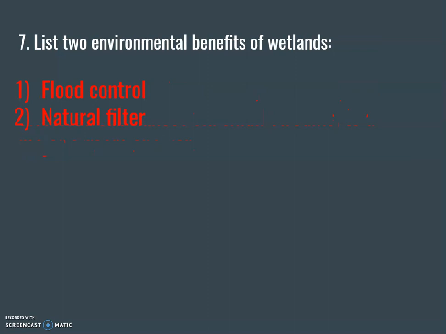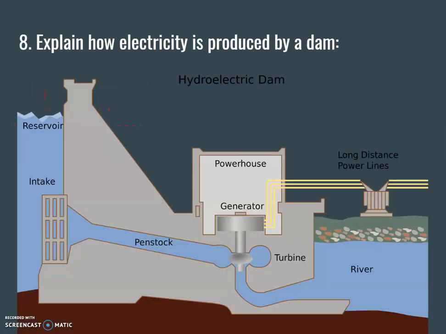There are 2 environmental benefits of wetlands. They can be used for flood control or as a natural filter to purify and clean water.